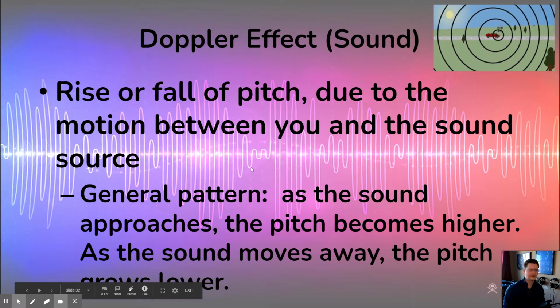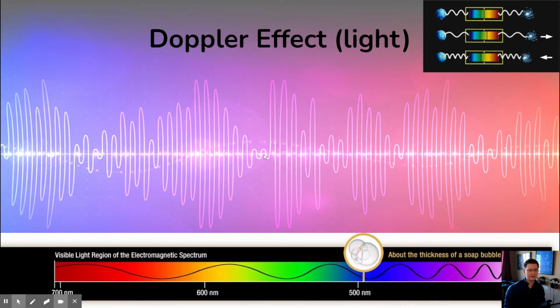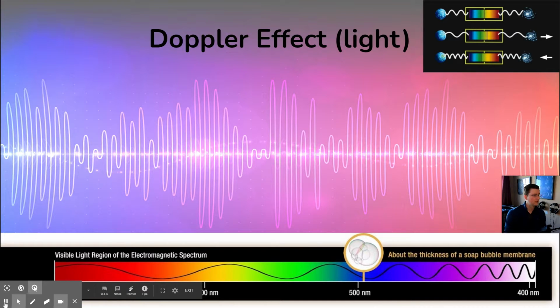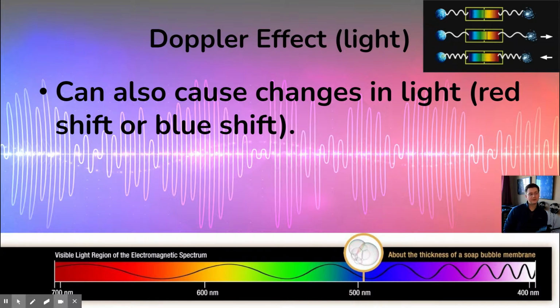Let's look at how it affects our next topic, and that's going to be light. So we've got our images here. I'll move myself a little bit out of the way here, and I'll explain these images in just a second once I explain what it is. The Doppler effect with light can also cause changes in light, and we refer to this as the red shift or the blue shift.